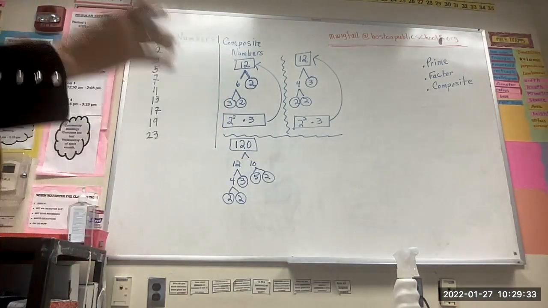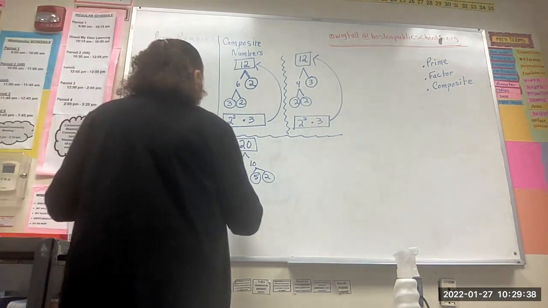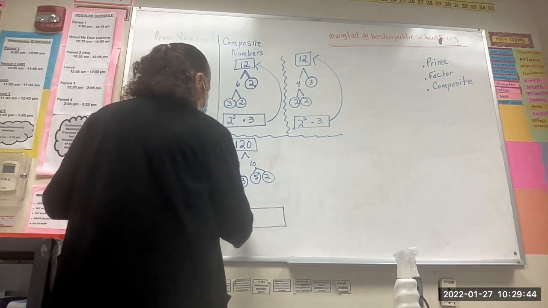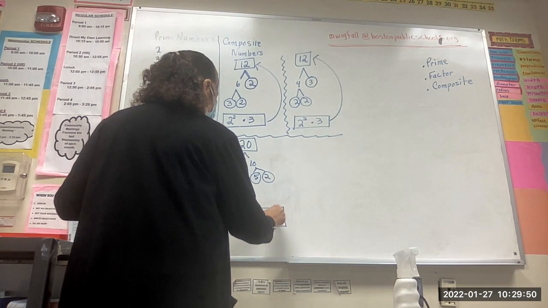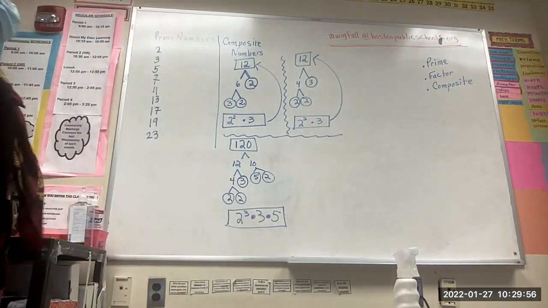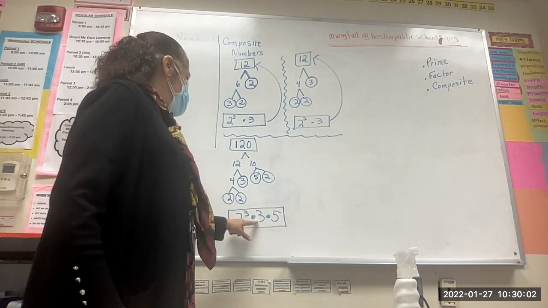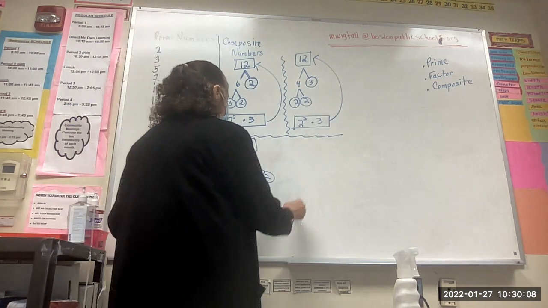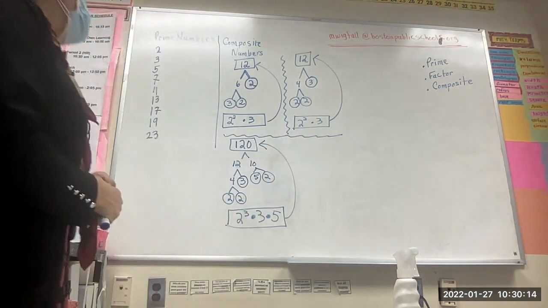Once all of the ends of your factor tree are prime numbers, then you have your answer. If you want to write this using exponents, you have 1, 2, 3 2s. So that's 2 to the third times 3 times 5. So we have 2 to the third times 3 times 5. Now to prove that it multiplies out, 8 times 3 is 24 times 5 would be 120. And yes, it does. You see?